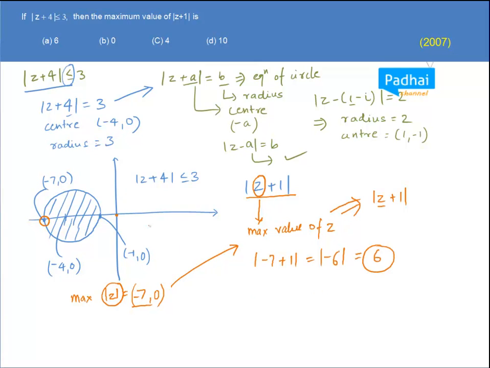This is given in option A, so option A was correct. You should be able to do these kinds of questions, because they are very easy to solve. This is a general method: draw the circle, find the extreme point, and then place it in the expression whose maximum value you have to find. This is a standard process. It could be asked in other engineering exams as well, because these kinds of questions have been asked in IITs and regional examinations, and you see that it was asked in AIEEE in 2007. So do this thoroughly. I have tried to explain it in the minimum time possible, so just go through it very carefully.